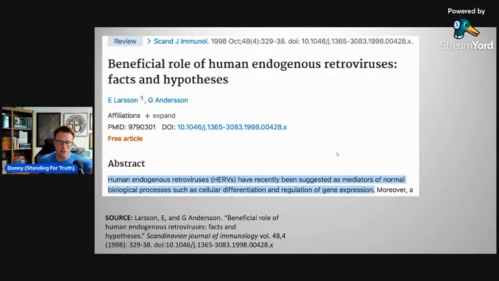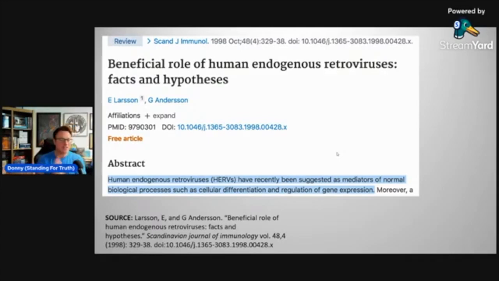Cellular differentiation and regulation of gene expression. One thing I want to point out in terms of this genome-wide activity that we've discovered is that with all this amazing evidence for activity, the evolutionists want to say, well, this activity is there, sure, but it's spurious, it's noise, it's not really doing anything.